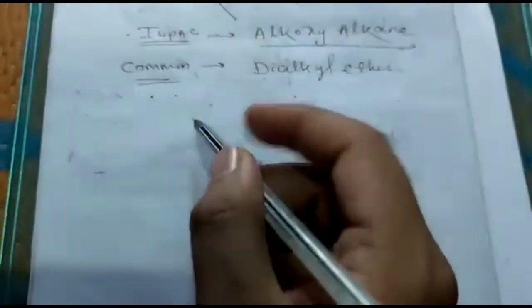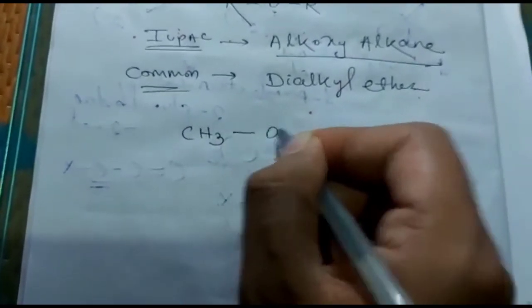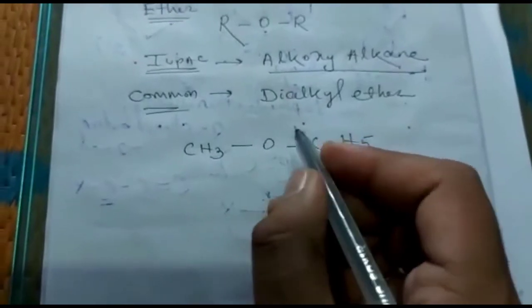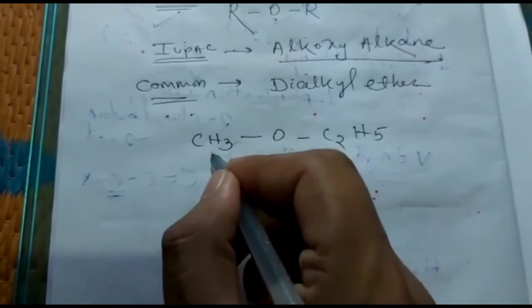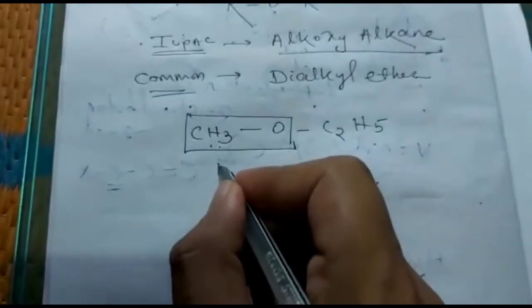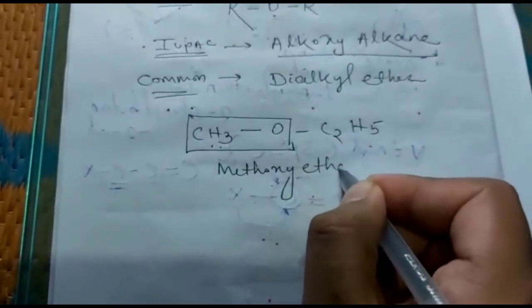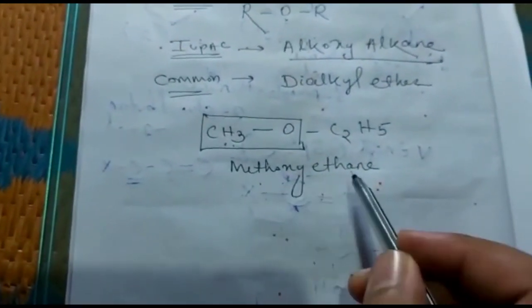We have to see by taking some examples. Suppose CH3OC2H5. Okay, how to name this one? First you see in this structure in which side the carbon is less. This side carbon is less. It is methyl and it is ethyl. So methyl will attach with the oxygen. Now the name will be methoxy and it is simple ethane. What is the IUPAC name? Alkoxy alkane. So it is methoxy ethane.